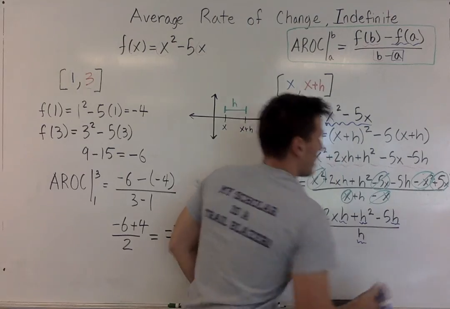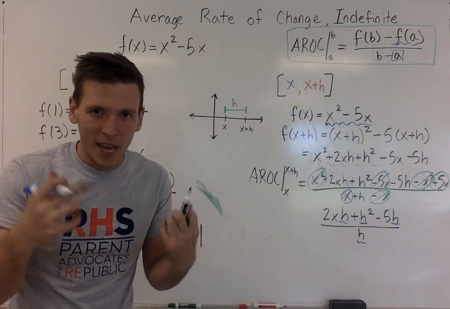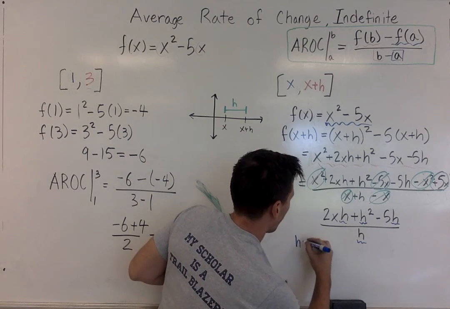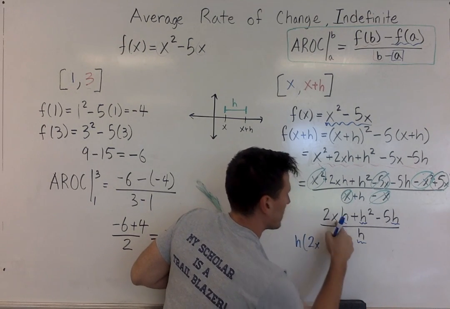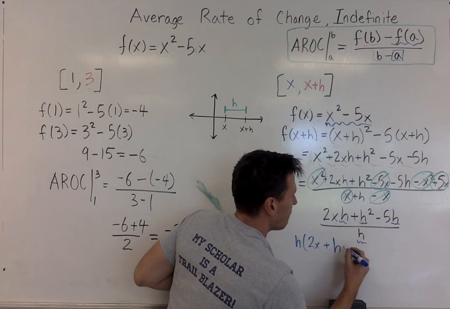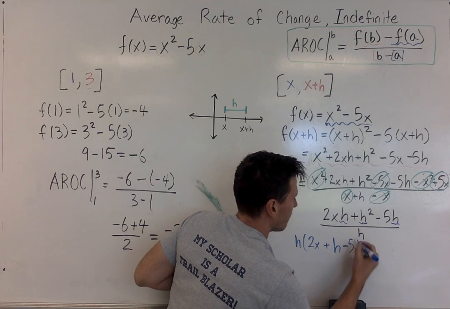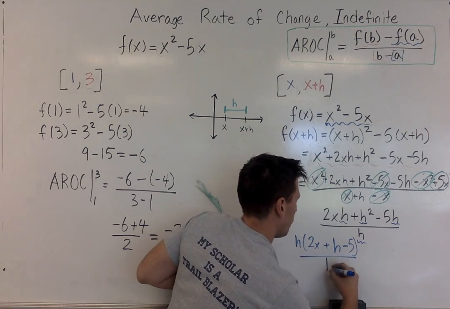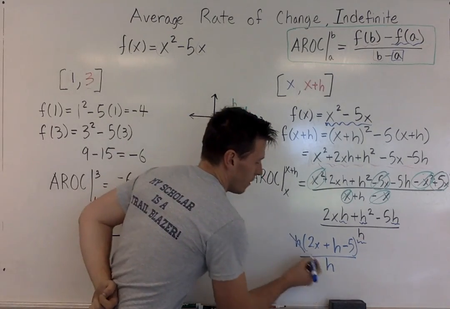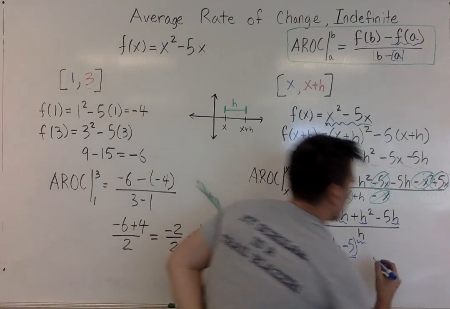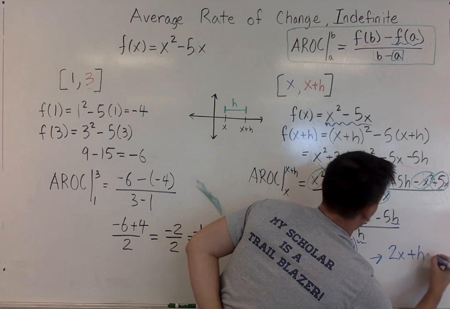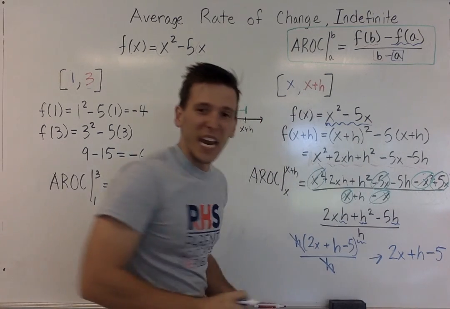Each of these terms has an h in it. So I can factor and cancel and get this even simpler than it is right now. The factored version of this would have an h out front times, there's a 2x left from the first term, h squared with one h factored out just goes down to h. Negative 5h with an h factored out goes down to just negative 5, all over h. And then, because I've factored, now I can cancel, which means that my average rate of change is 2x plus h minus 5 for any 2 points.